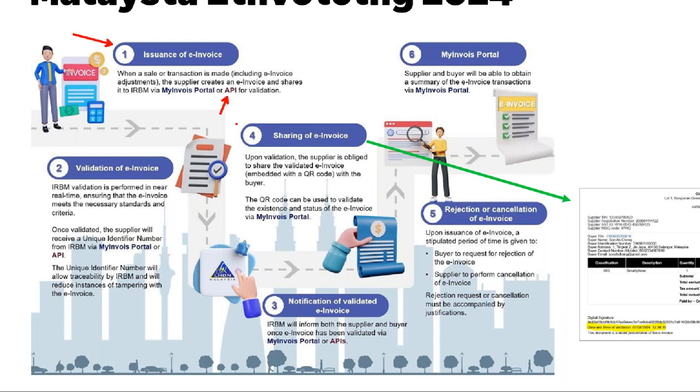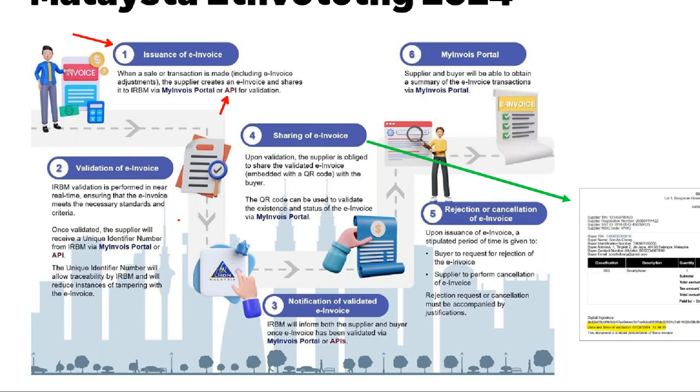Well, what happens then when I do the submission up to LHDN? What they're going to do is essentially take that invoice and validate that it's the correct taxpayer identification number. They record the amount of the document, the date, and information about the taxes charged and everything in there.